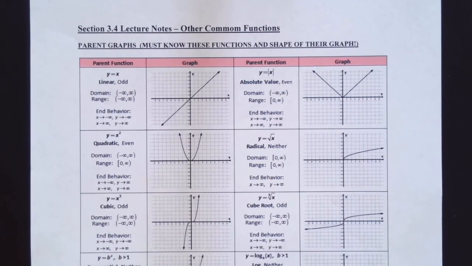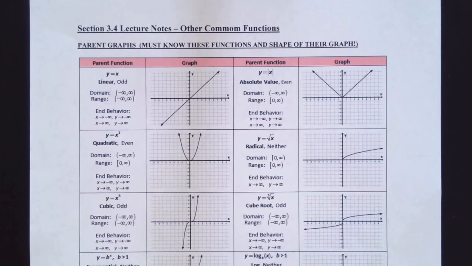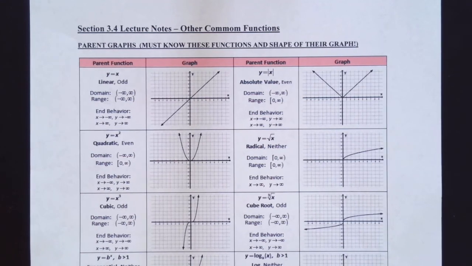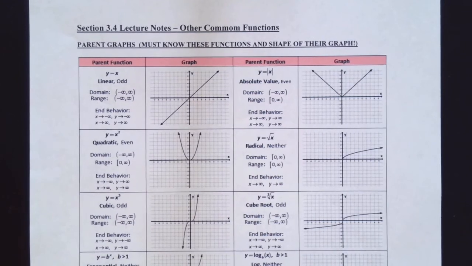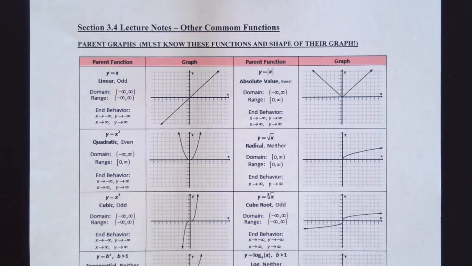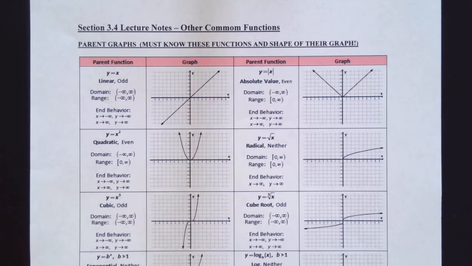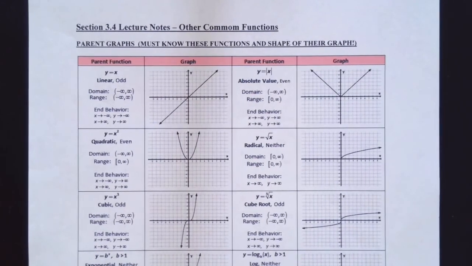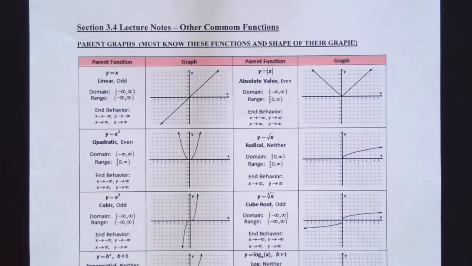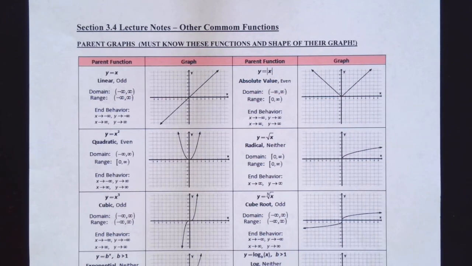So on this first page, there's no notes to be taken. These are just what we call the parent functions, okay? And it says at the top that you must know these functions and the shape. Okay? Now, granted, you have your calculators, so if you forget what one looks like, that's okay. But you want to make sure that you can sort of recognize them when you're doing problems. It will help you out. So also on this page, you have the domain and the range for each of these parent functions. And then you also have the end behaviors. Okay, we'll talk more about end behaviors as we move through this chapter and the next chapter. So just kind of keep that in mind.